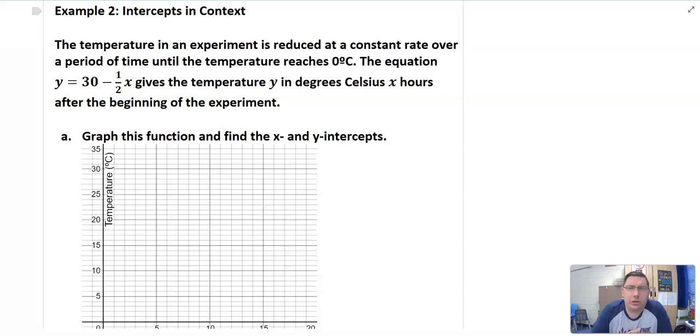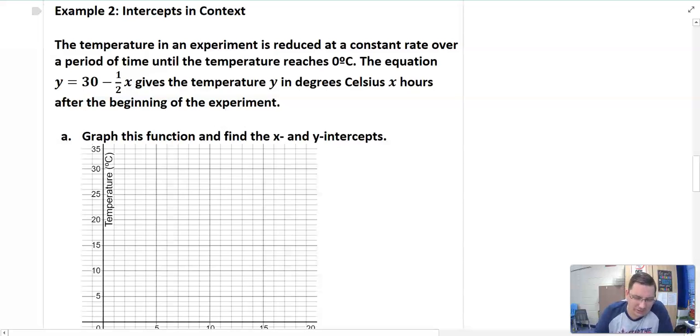So in example 2 here, we're going to look at a problem that's given here. We're going to figure out what intercepts it has and what those intercepts mean. So the temperature in an experiment is reduced at a constant rate over a period of time until the temperature reaches 0 degrees Celsius. The equation y equals 30 minus 1/2 x gives the temperature y in degrees Celsius x hours after the beginning of the experiment. Graph this function and find the x and y intercepts.